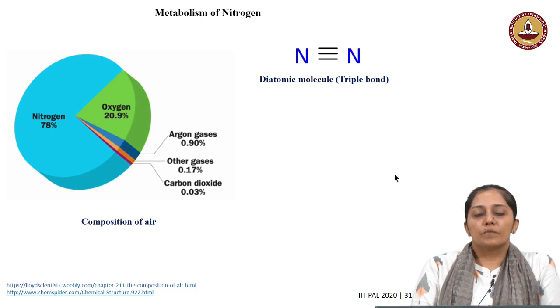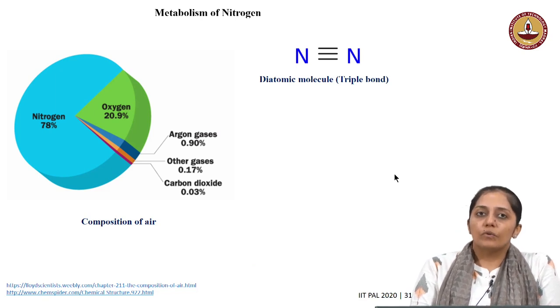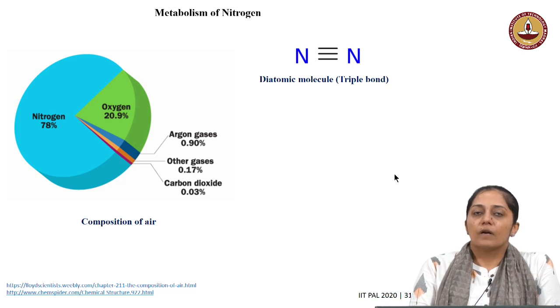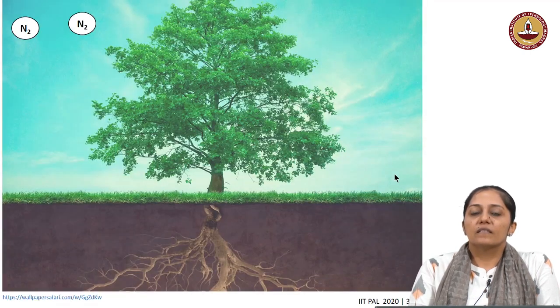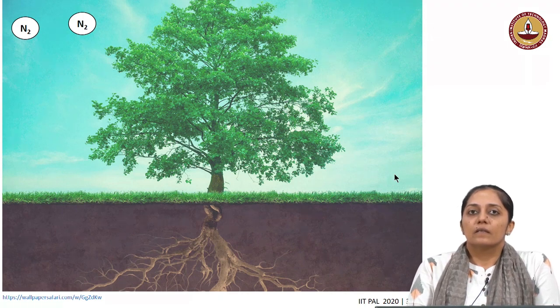Now, let us study metabolism of nitrogen. As you all know, air consists of 78% of nitrogen and it is a diatomic molecule. However, plants cannot absorb nitrogen directly from the air. Thus, they have devised a process by which nitrogen is assimilated in its ionic forms, in the form of ammonium ions, nitrite ions or nitrate ions by the root system.